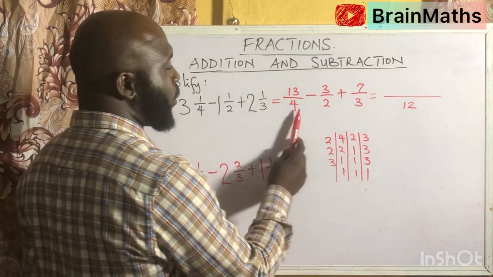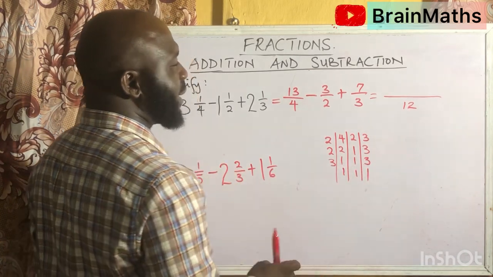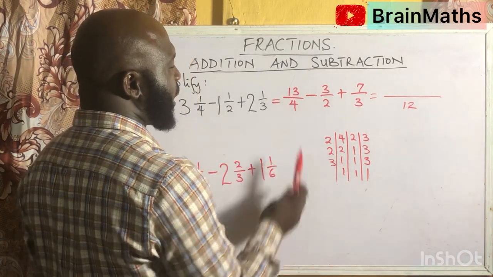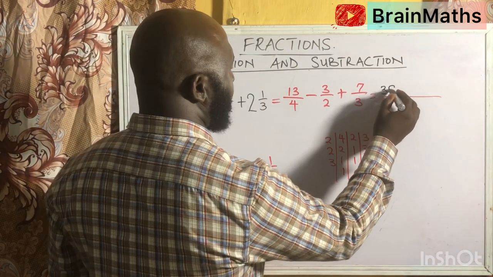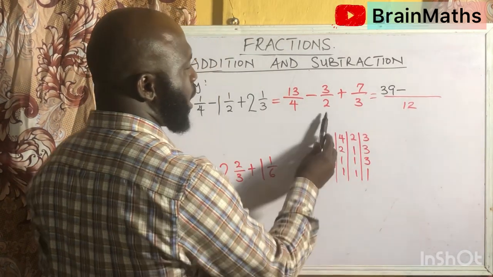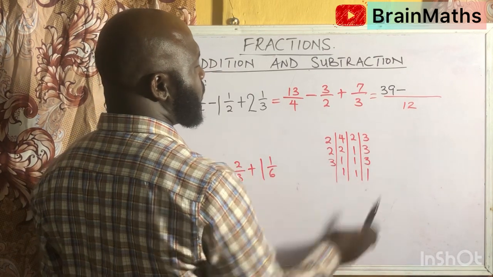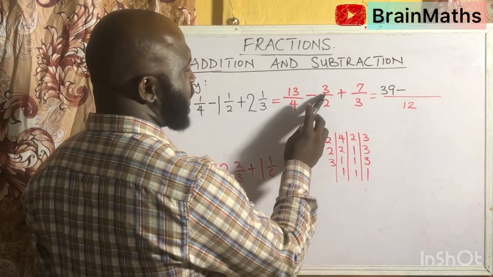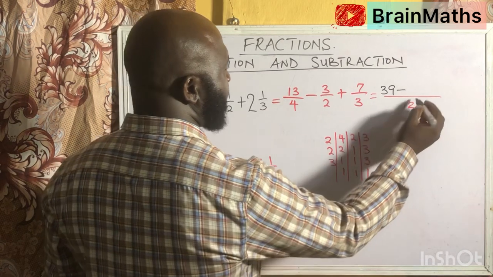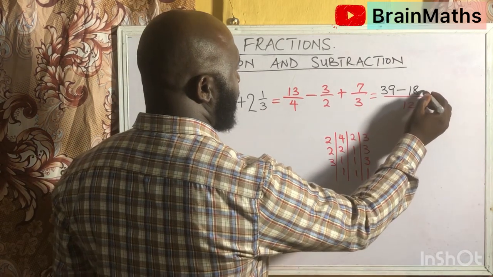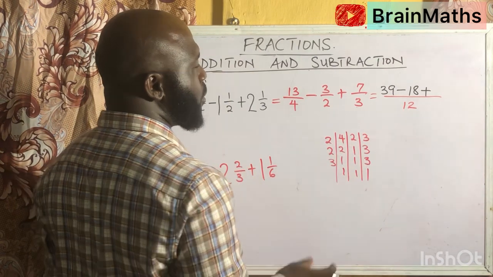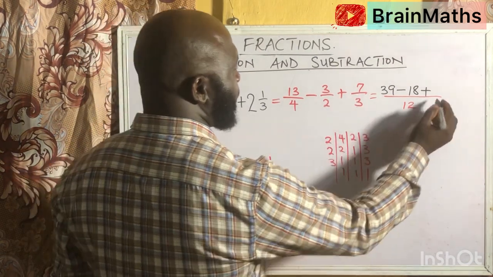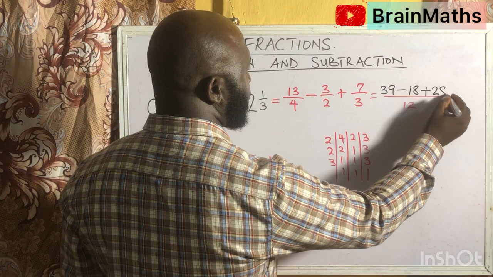Now, how many 4 can we get in 12? That is 3. 3 times 13 will give us 39. Minus, how many 2 can we get in 12? That is 6. 6 times 3, that is 18. Plus, how many 3 can we get in 12? 4. 4 times 7, 28.